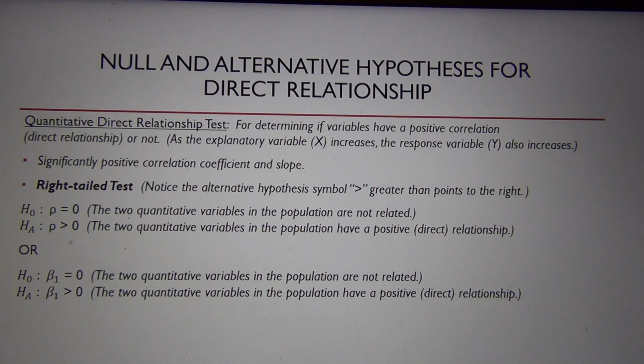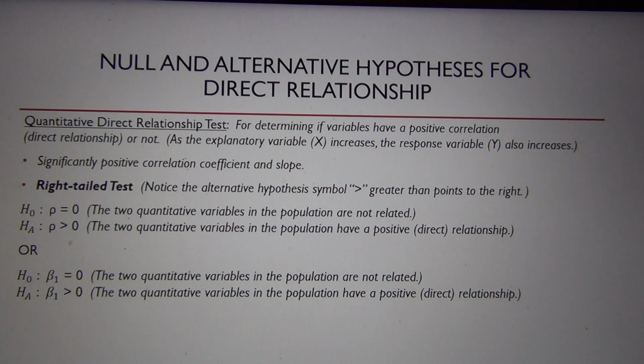This is a right-tailed test. So we're looking for either the rho, the null hypothesis would be, again, rho is equal to 0, no correlation, not related. And then the alternative hypothesis would be rho is greater than 0. Again, this would indicate a direct relationship or a positive correlation.